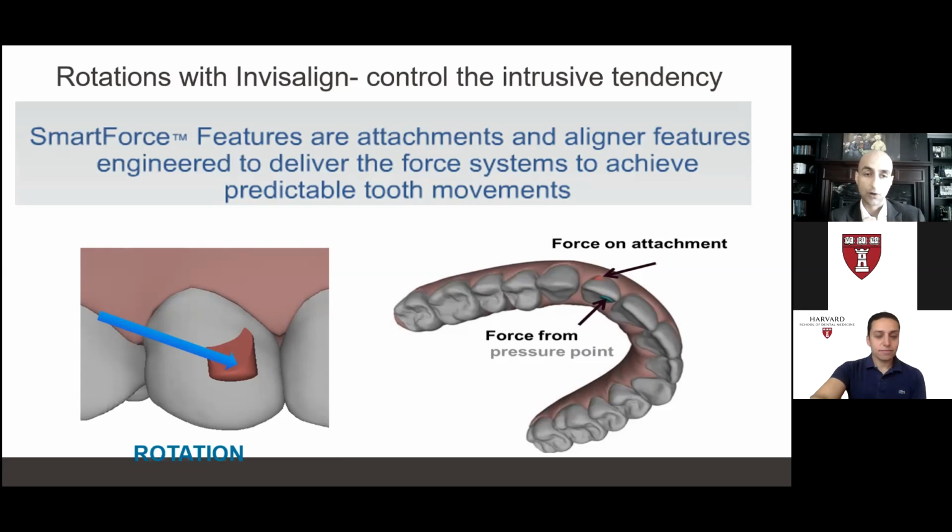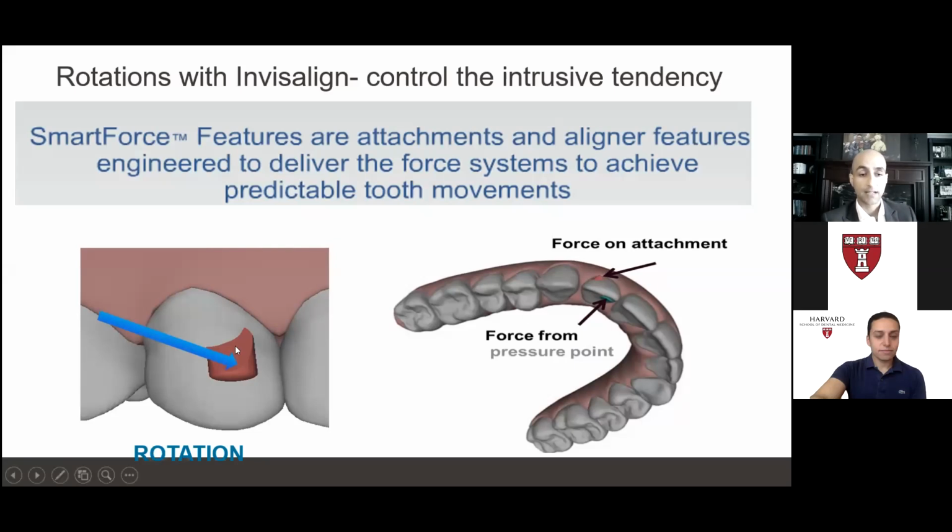You also can get activations, so pressure points on the lingual of the aligner, for example, to create a counter moment to, again, help facilitate the rotational correction. Please notice the design of the rotational attachment. I think it's very elegant, and I think it's important to understand.